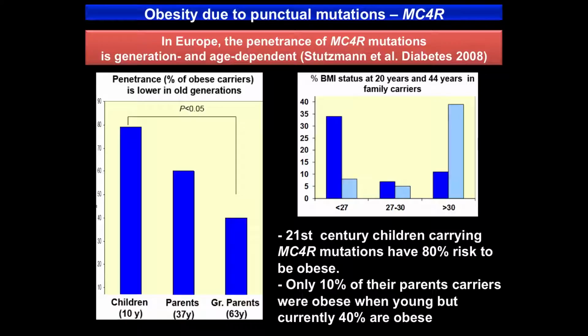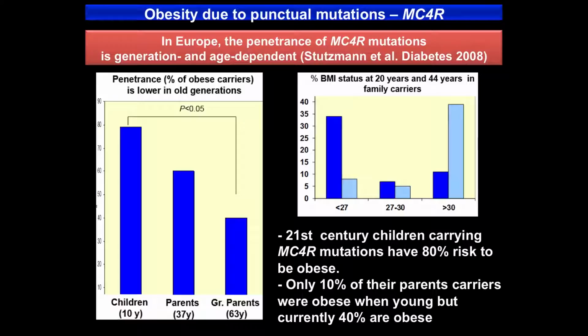So we published several years ago a paper on penetrance. We analyzed 3-generation families with a mutation in the MC4 receptor, and we found that in children the penetrance was 80%, but in parents and grandparents it's much, much less, though they have exactly the same mutation. So we asked the parents and grandparents their weight at the age of 20, and it's amazing because at the age of 20, only 10% of them were overweight.